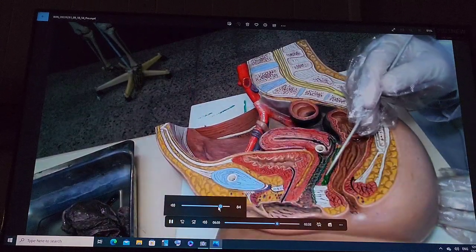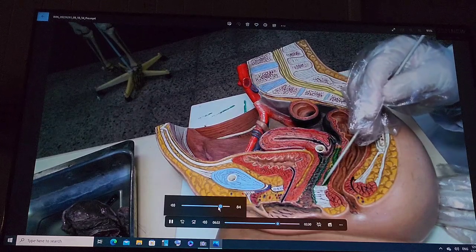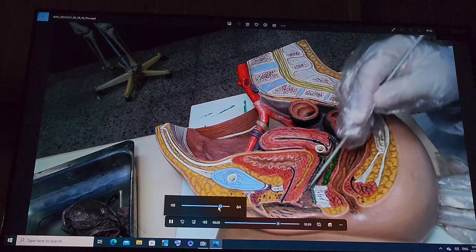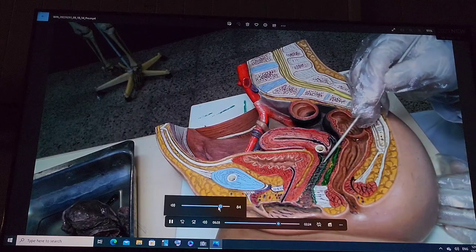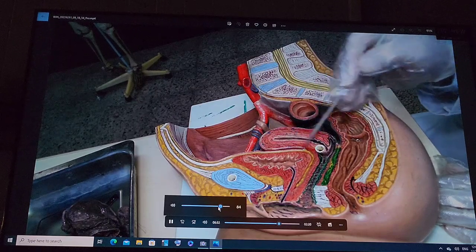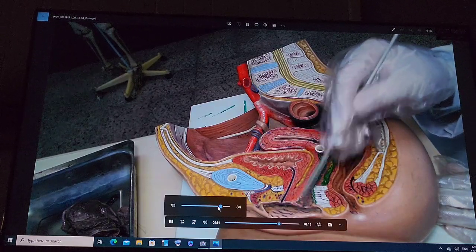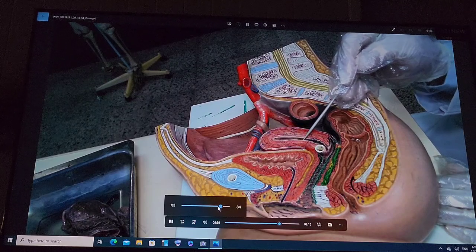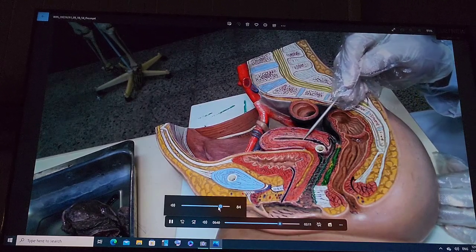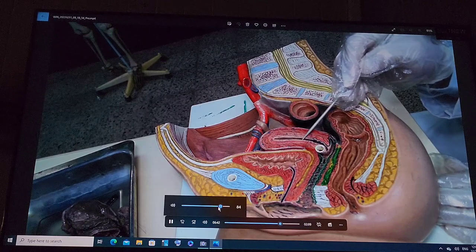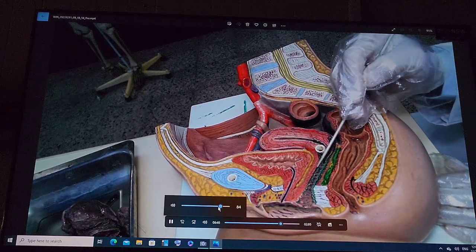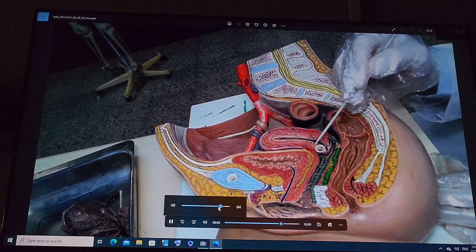Regarding the vagina, it can be defined as a muscular sheath connecting the external genital organ to the uterus. This is the external genital organ, and this is the uterus. As you know, its function is accepting the penis and the sperm during intercourse, and also as a passageway for childbirth.